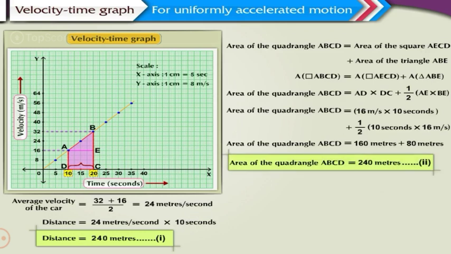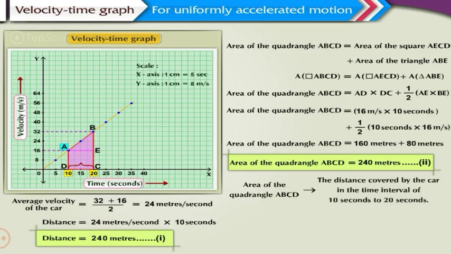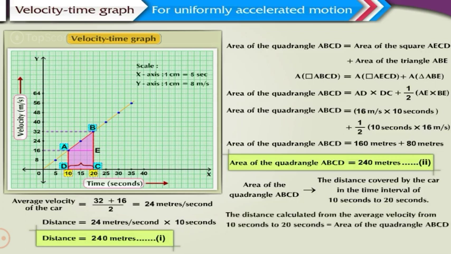Equation 2. From this, it is clear that the area of the quadrangle ABCD is the distance covered by the car in the time interval from 10 seconds to 20 seconds. From 1 and 2, we understand that the distance calculated from the average velocity from 10 seconds to 20 seconds is equal to the area of the quadrangle ABCD.